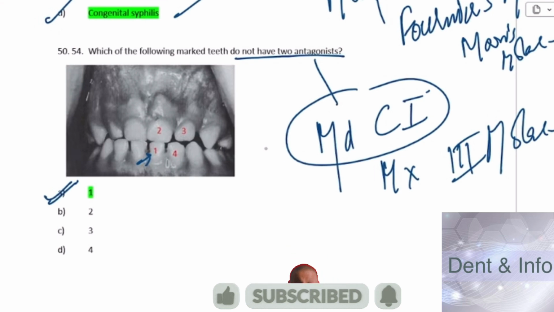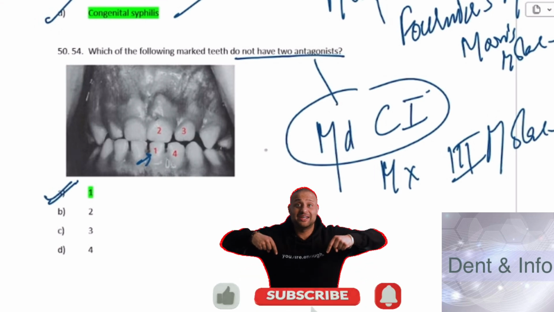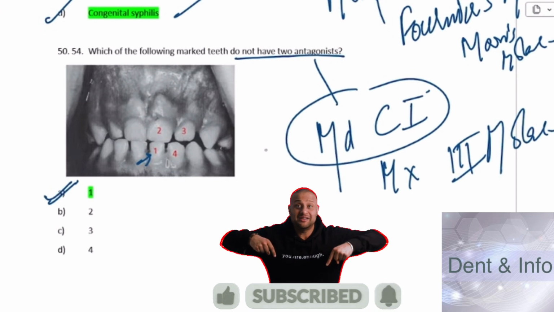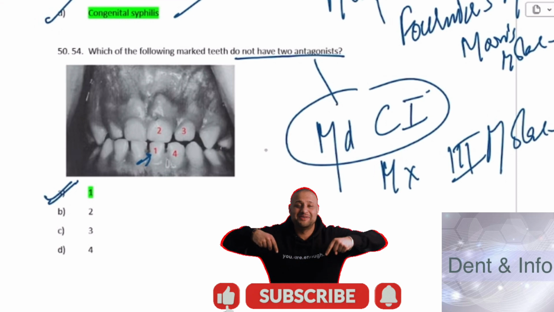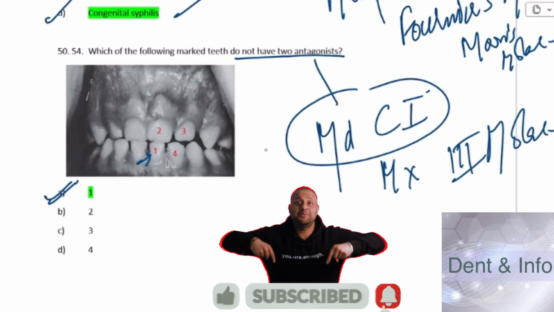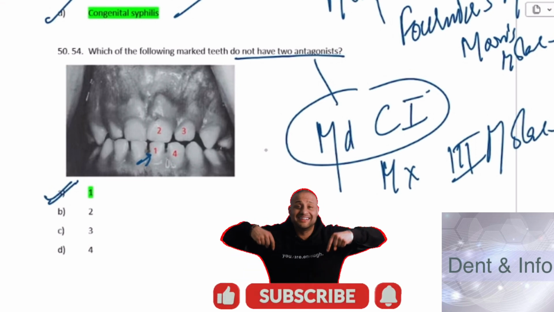It will make contact only with one opposite tooth. Another tooth to have this is maxillary third molar. Each maxillary tooth will make contact with two mandibular teeth: one same tooth, one tooth distal to it. Each mandibular tooth will make contact with two maxillary teeth: one same tooth, one tooth mesial to it. Okay.